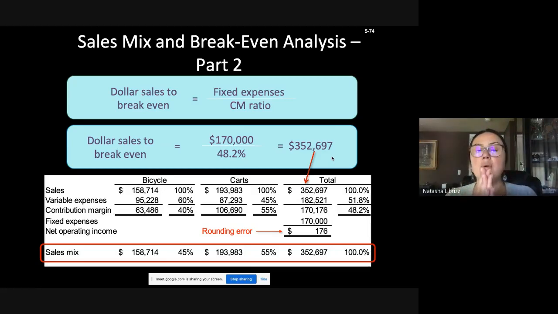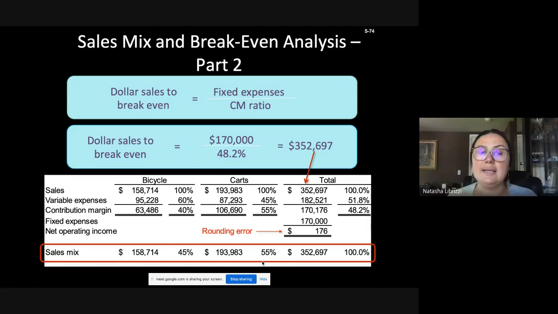We know this as a whole, right? But we do have two products. So what do we do for that? We take this number and go back to our percentages. We take 352,697 times 45%. So for us to achieve the break-even point, we have to sell $158,714 worth of bicycles, and we also have to sell $193,983 of carts. So all you're doing is taking your new break-even point times the percentage. For this particular problem, this is your example.